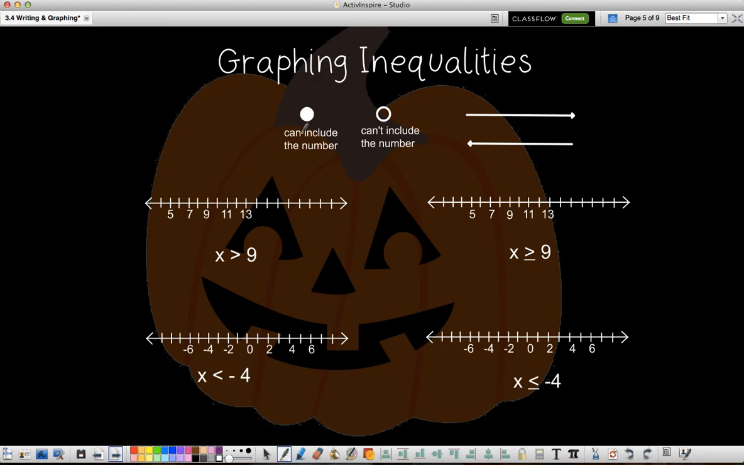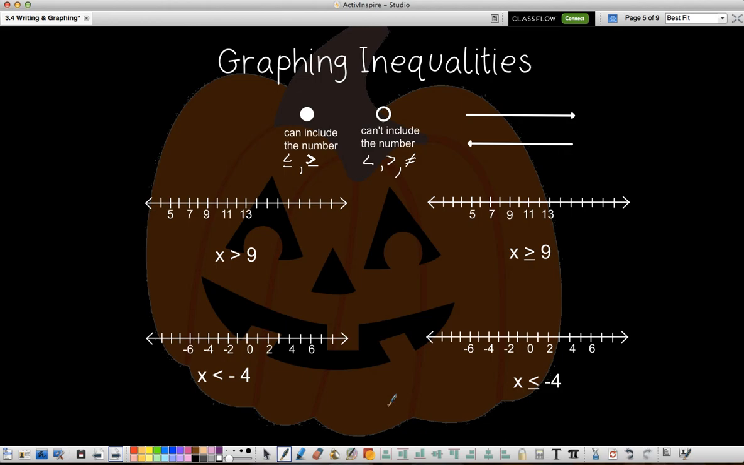So here you have a closed dot and an open dot. The closed dot means that it can include the numbers. So these are your greater than or equal to, and your less than or equal to symbols. So the equal to tells you that it should be filled in. That means it can include the number, that the number could be part of the solution. Can't include would be your less than and your greater than. And then it could also be your not equal to.